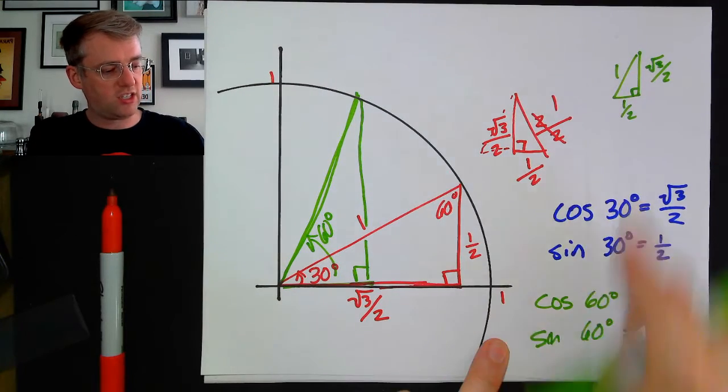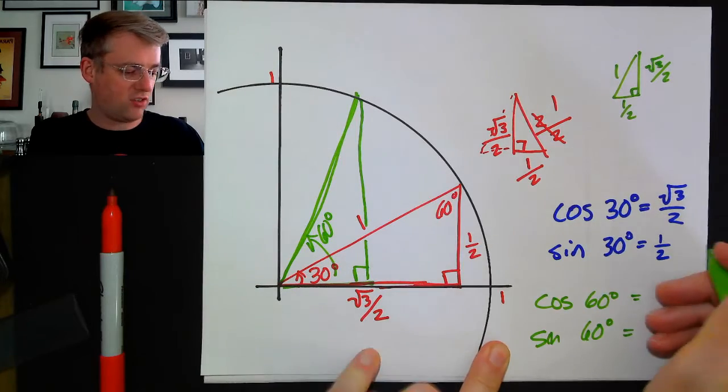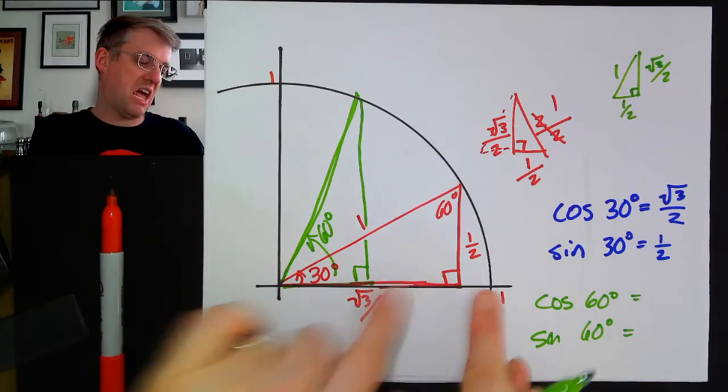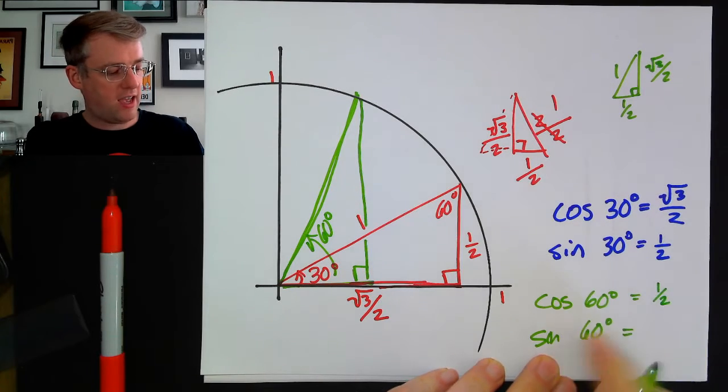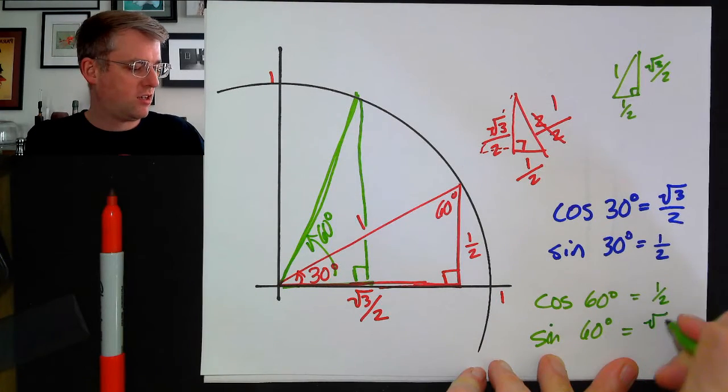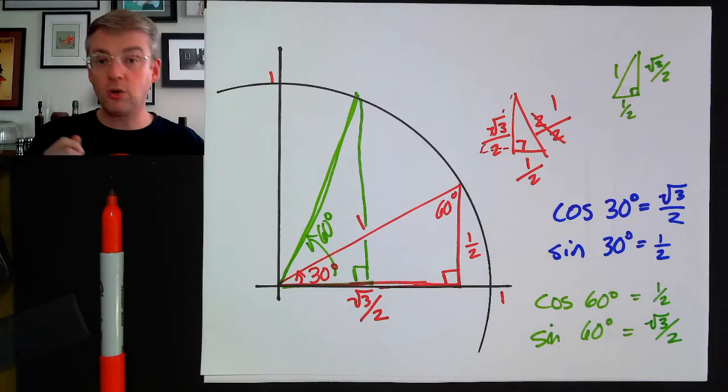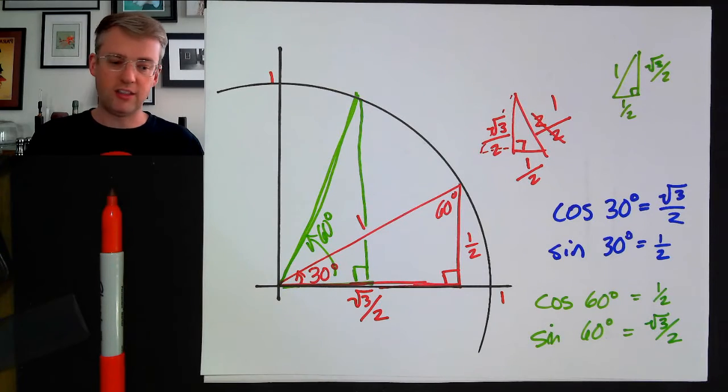The cosine of 60 is going to be the adjacent leg, the x value. This is about halfway along the radius of the circle. It's 1/2. And the sine is root 3 over 2. So that's a 30, 60, 90 triangle inside the unit circle.